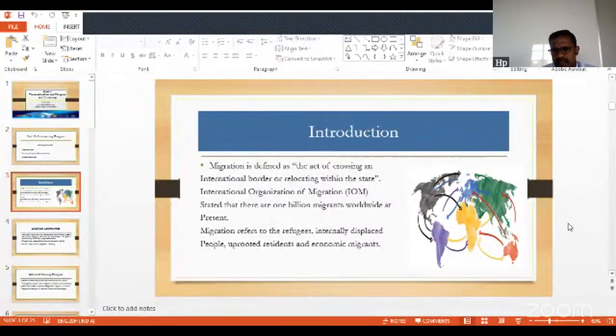And uprooted residents. They are uprooted because of their vulnerability, or they are considered as slaves there. Then they go to some other countries to get a better life. And economic migrants, whom we see in huge numbers in developing or underdeveloped countries, move to some other countries where they get a better job and a good living, because they have settled economically. So these are the major migrations that take place all over the world. And when you say migration, we need to understand it's an act of crossing an international border or relocating within the state, and it takes any form.